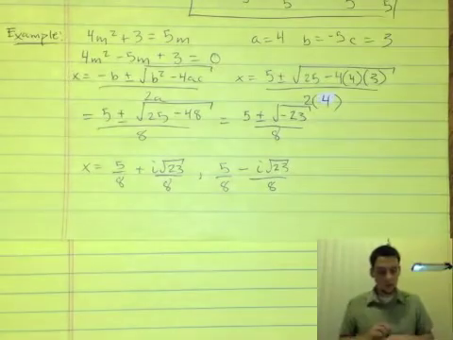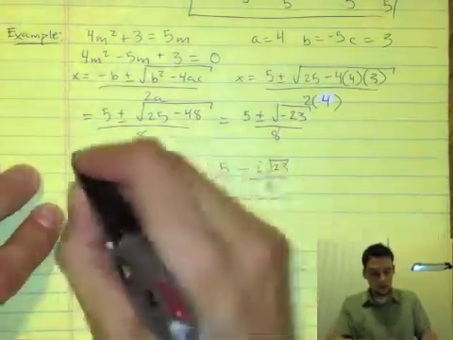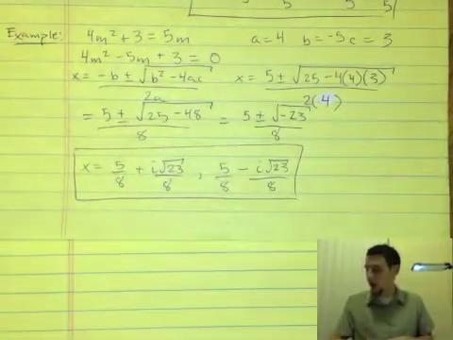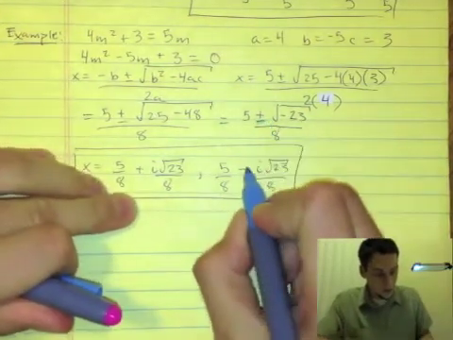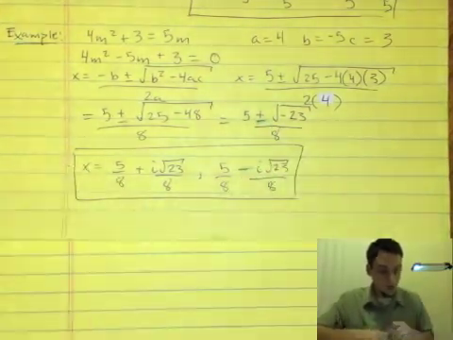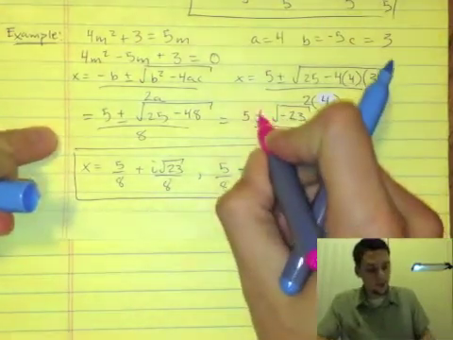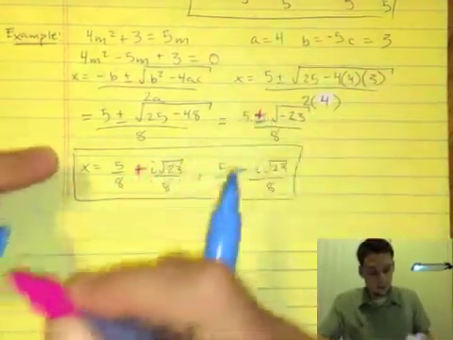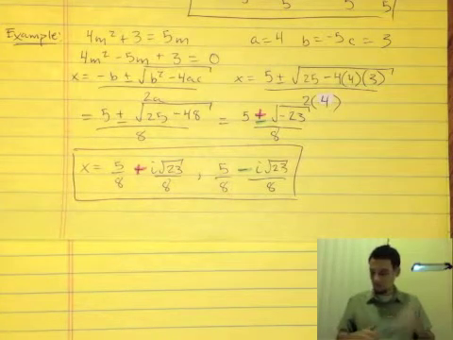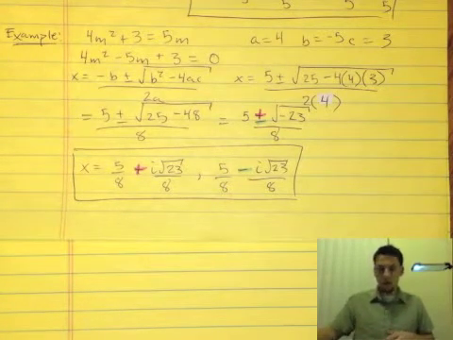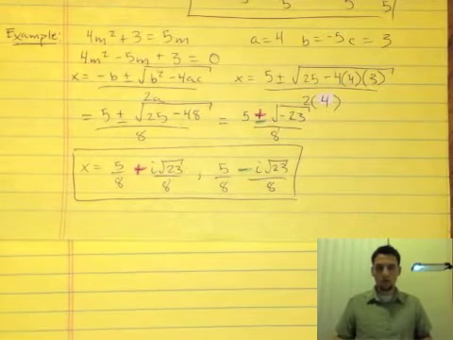You can't reduce square root of 23, so there are our answers. And once again, the plus and minus is coming from the plus and minus from the formula. That's how we split it up into two answers. That's it.